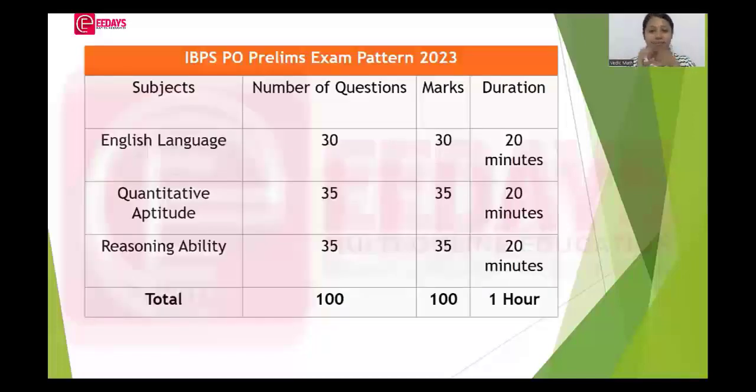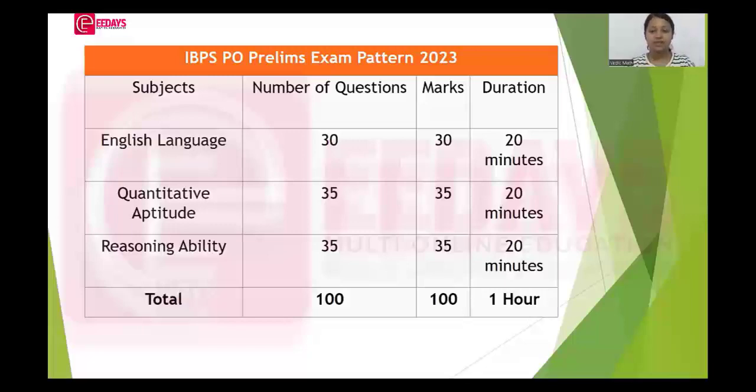So here is the basic exam pattern of 2023. Say for English language, where you get basic grammar and reading comprehension, cloze test, para-jumble, fillers, vocabulary and other stuff. The number of questions is 30 and each question carries 1 mark, so it's around 30 marks, and the timing of it is 20 minutes.